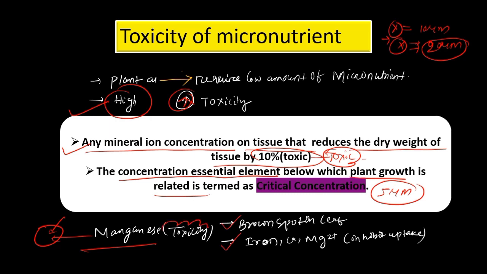Due to this toxicity, brown spots are found on the leaf, and second, iron, calcium and magnesium cannot be taken up by the cell, because manganese shows high toxicity in the cell, so these are not taken up by the cell.